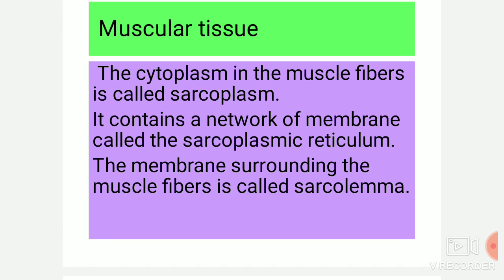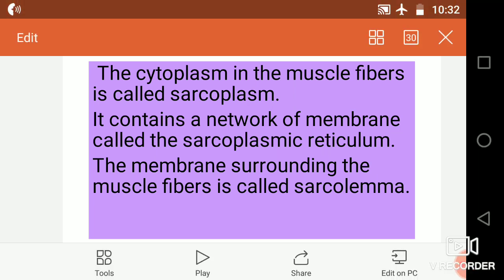The cytoplasm in the muscle fiber is called sarcoplasm. It contains a network of very fine membranes called sarcoplasmic reticulum. The membrane surrounding the muscle fibers is called sarcolemma. As we know, the membrane surrounding a cell is called the plasma membrane, but here it is termed sarcolemma.